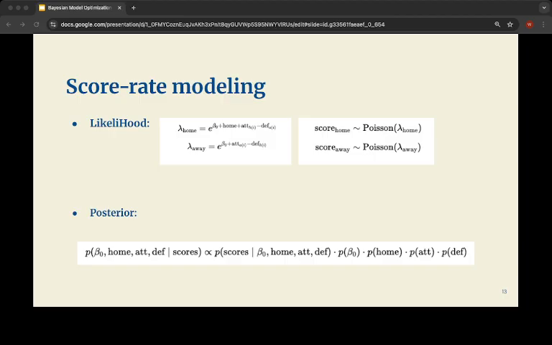This model is also able to capture the randomness in goal scoring. And we're using the likelihood function.